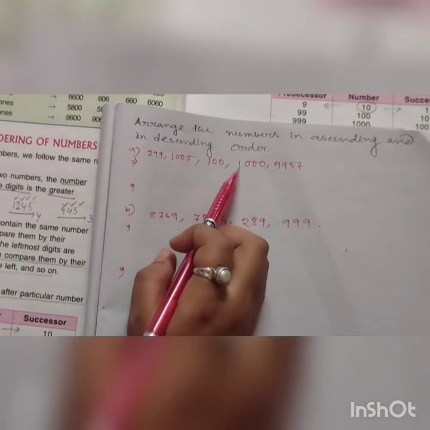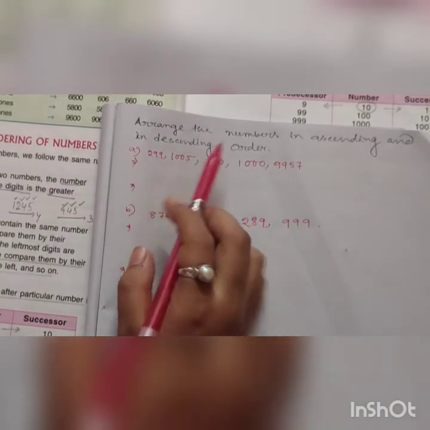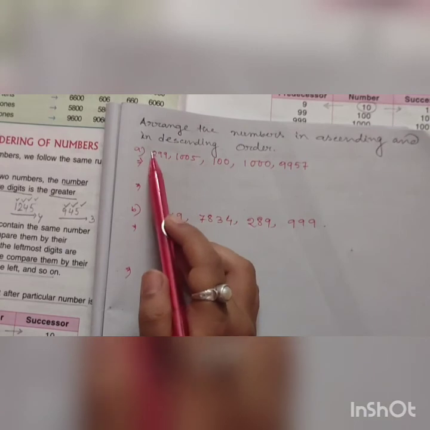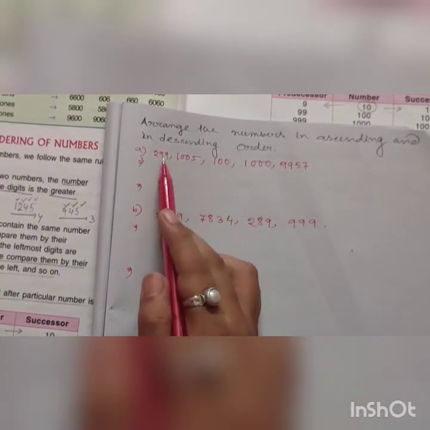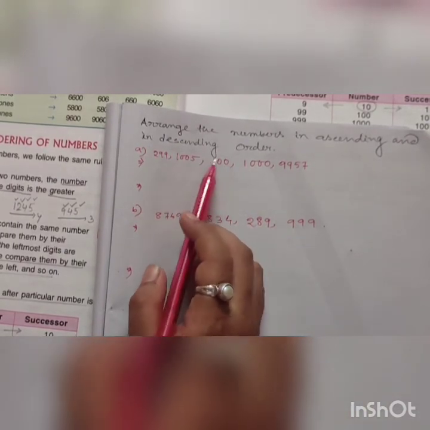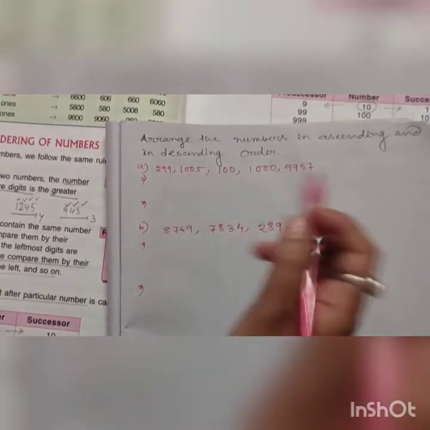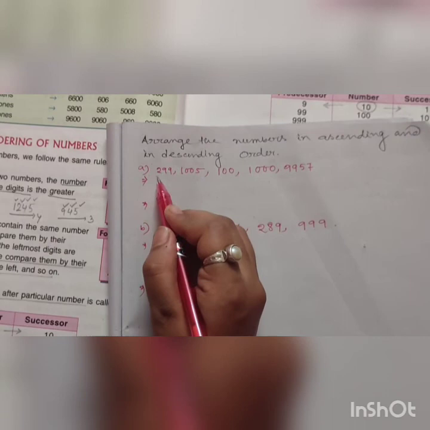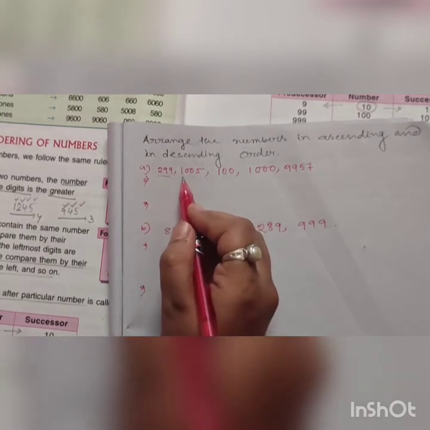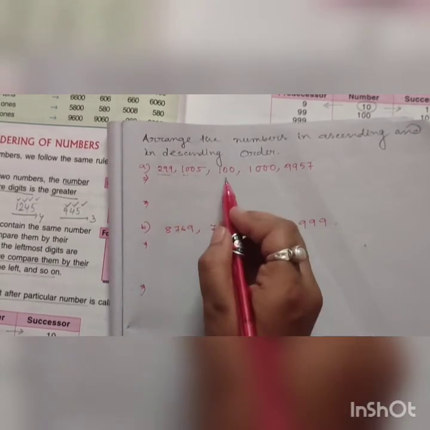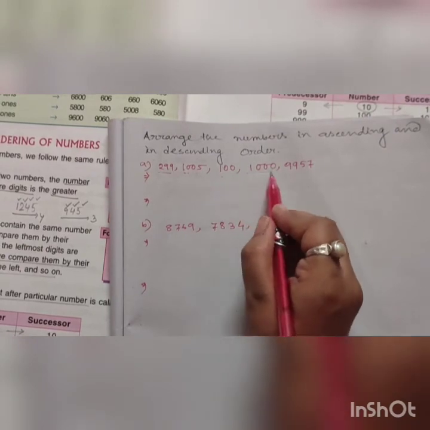Arrange the numbers in descending order and in ascending order. So here I have given you some numbers, you need to arrange these numbers in ascending order and also in descending order. Okay, so let's see the numbers. 299, this is a 3-digit number. 1005, this is a 4-digit number.